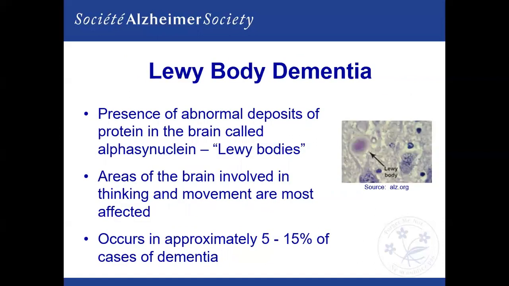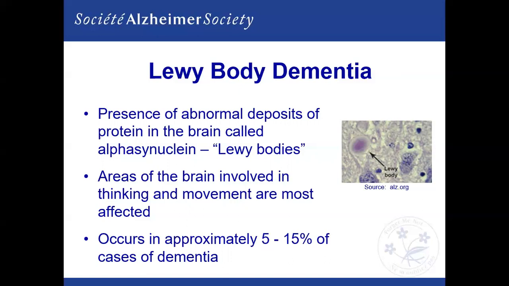Now, another condition called Lewy body dementia occurs in about 5 to 15% of all cases of dementia. And it is a form of dementia that's characterized by abnormal deposits of a protein. And the protein is called alpha-synuclein, and it forms in and around the brain's nerve cells. These deposits were called Lewy bodies after the scientists who first described them.